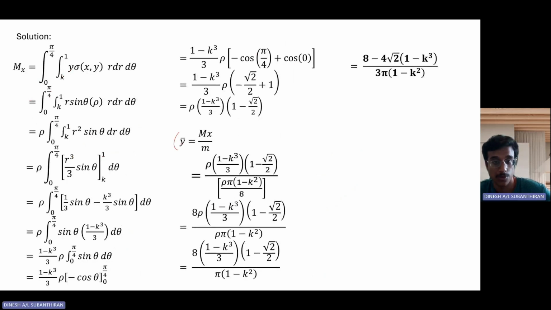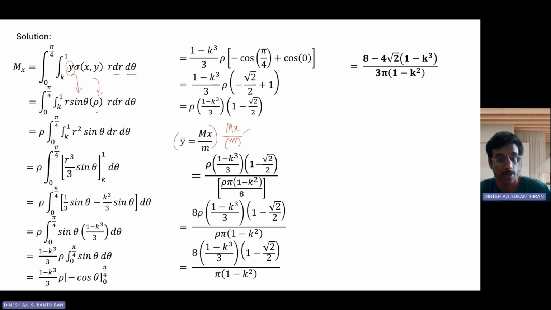To find the center of mass of y position, we need Mx and also M. M we have found in the previous question. Now we have to find the Mx. So Mx will be equal to the double integral of y sigma(x,y) r dr dθ. So this y will be r sin θ and sigma(x,y) will be rho.